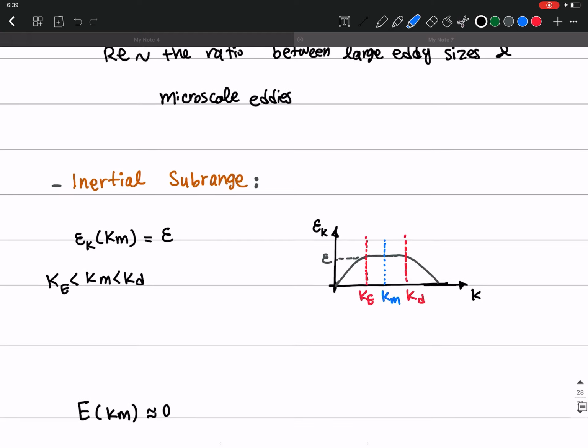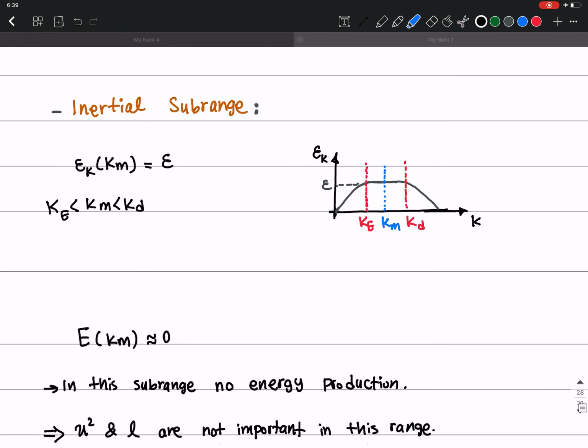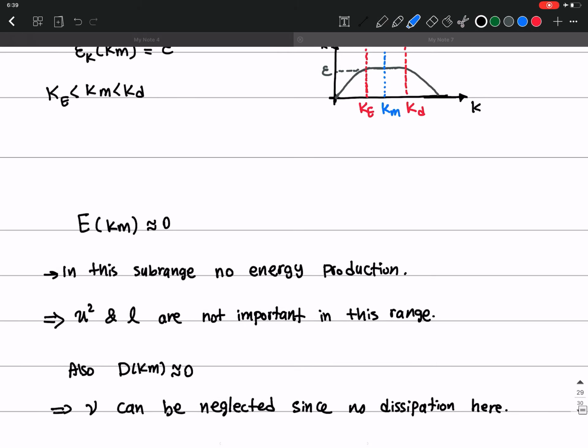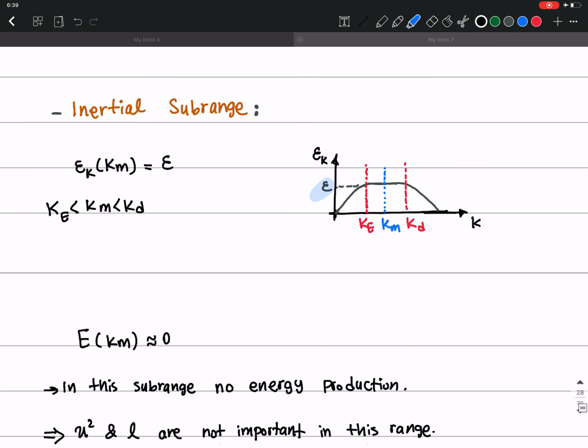And then we went to the inertial subrange, and in the inertial subrange, we see that the energy production is about 0, and also energy dissipation is zero because of this separation of scales. So if you want to do a dimensional analysis for that, we have to neglect nu because we don't have any dissipation here, and also u squared and L are not important here. They're scales of the largest eddies. So the only important parameters here are epsilon, which is the dissipation rate, and also k itself, the wave number.